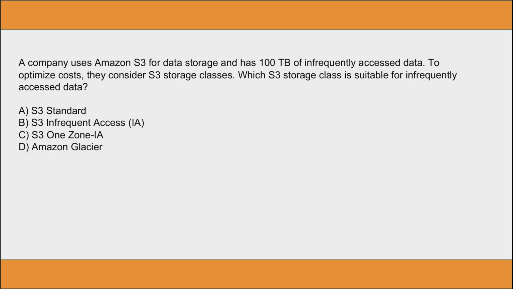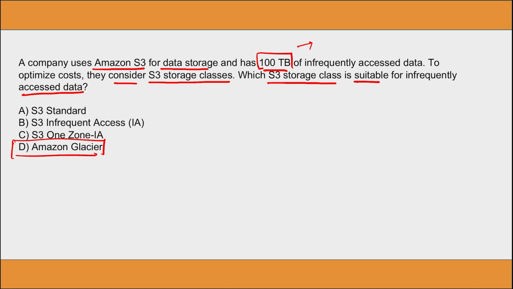Next, a company uses Amazon S3 for data storage and has 100 TB of infrequently accessed data. To optimize the cost, they consider S3 storage classes. Which S3 storage class is suitable for infrequently accessed data? See, so as it is infrequently accessed data and the data is very huge, 100 TB of the data is there. So for infrequently accessed data, which is the best way? That is Amazon Glacier, right?